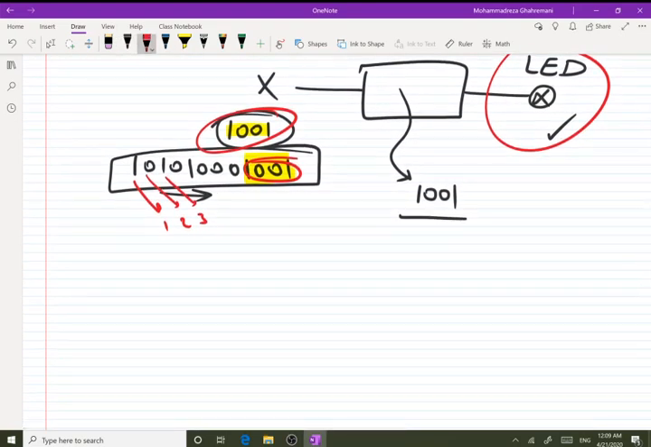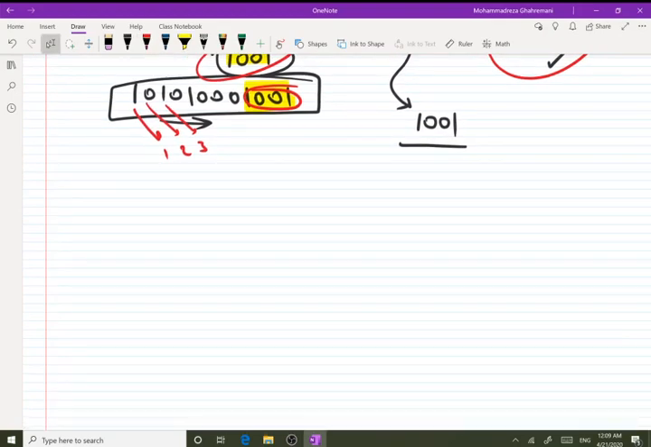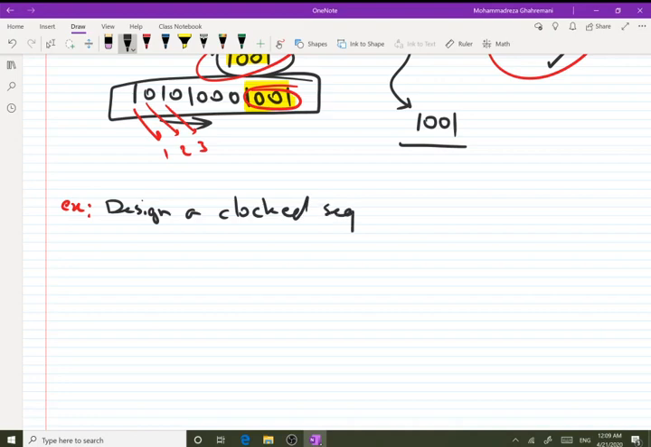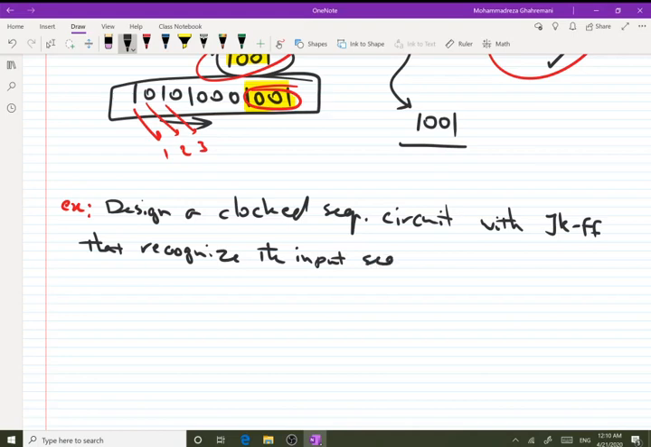So we start this discussion by example. Example: design a clocked sequential circuit with JK flip-flop that recognizes the input sequence of 1010, including overlapping.